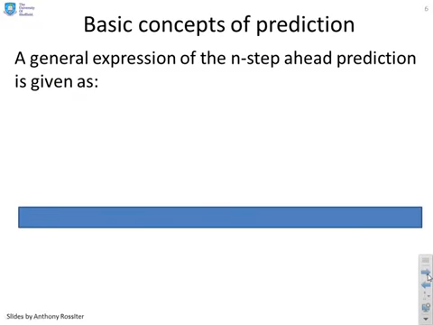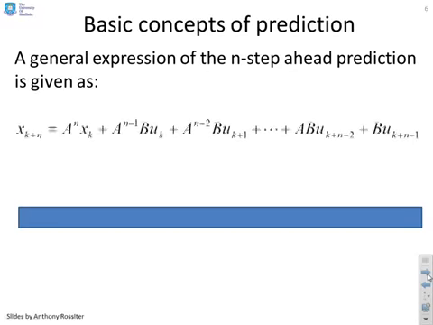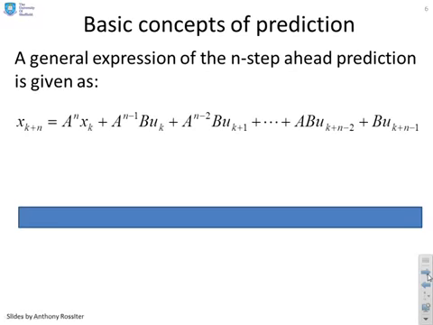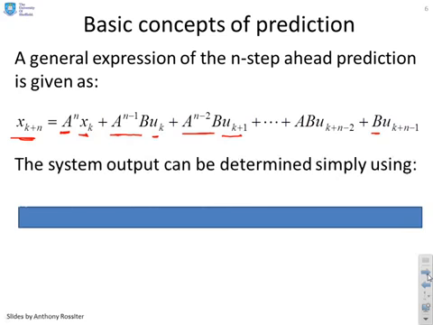We can now write down a general expression for the n-step ahead prediction, and that's this one here. So if I wanted x_{k+n}, you'll see it's a to the n times x_k, a to the n minus 1 times b times u_k, a to the n minus 2 times b times u_{k+1}, and so on all the way down to b times u_{k+n-1}. And again, I hope the pattern is obvious there and you can easily prove it to yourself.